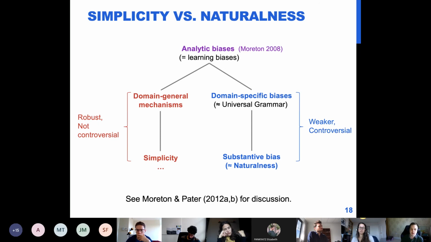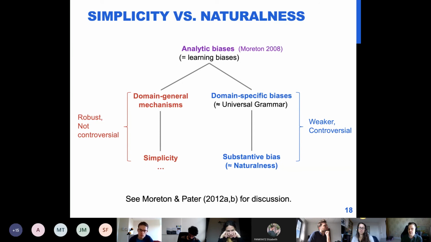And then you have these substantive biases, and these are much weaker. In experiments, you see no effect or you see a very weak effect, and they're controversial. A lot of people say that these don't actually play a role in learning. So this picture emerged, and there's a really good review paper, or pair of review papers, by Morton and Pater back in 2012 that discusses these issues in quite a lot of depth.